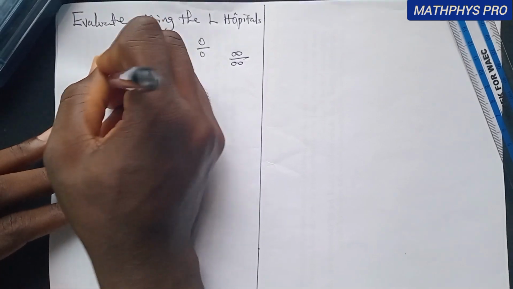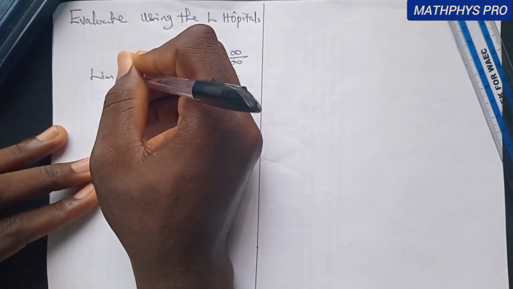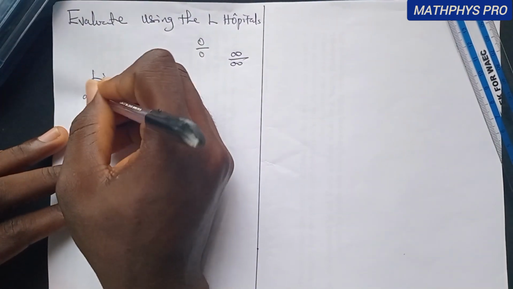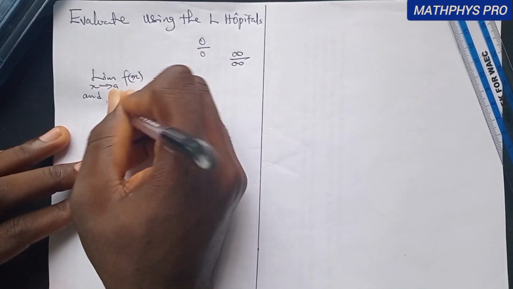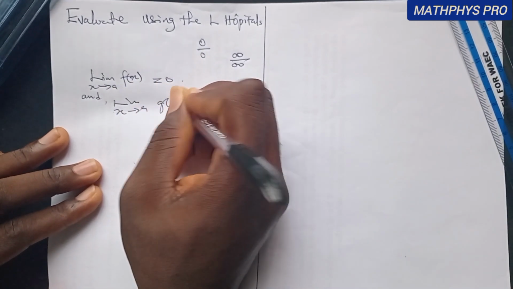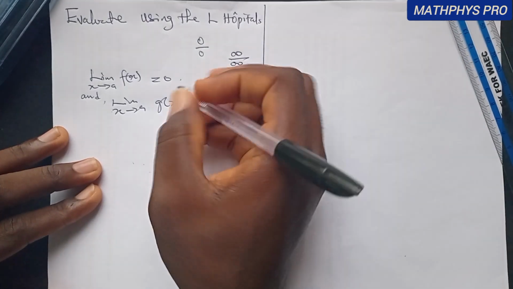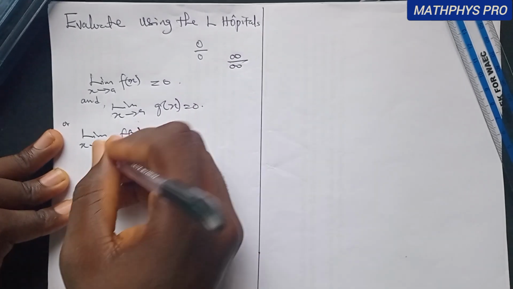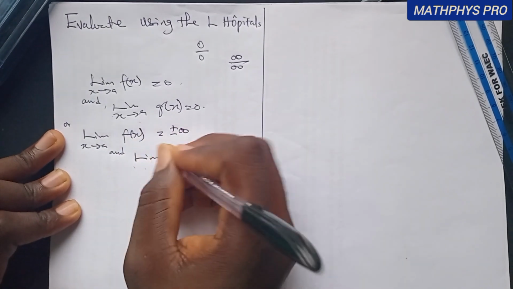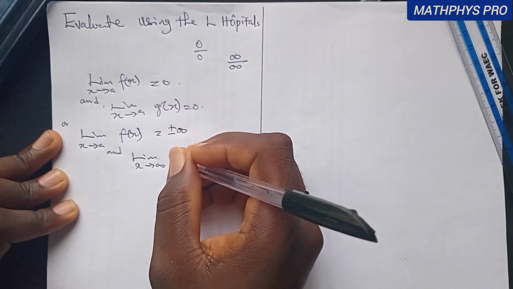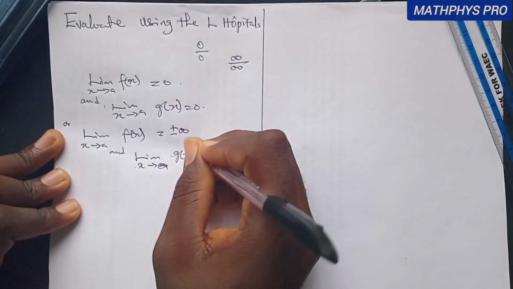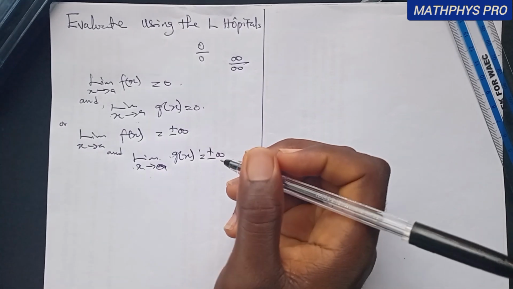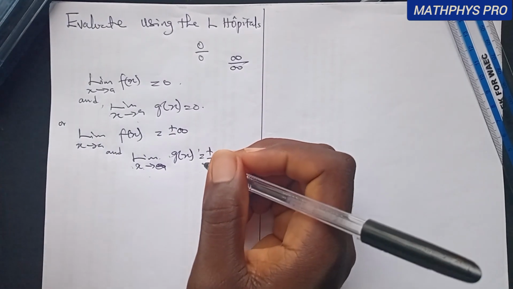So, for example, if we have the limit of f of x when x tends to a equal to 0, and the limit when x tends to a, g of x tends to 0, or f of x approaches plus or minus infinity, and the limit when x tends to a, g of x is equal to plus or minus infinity. So that is when you will use L'Hopital's rule.